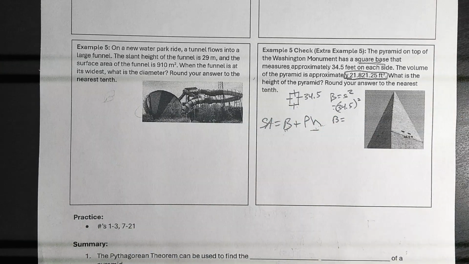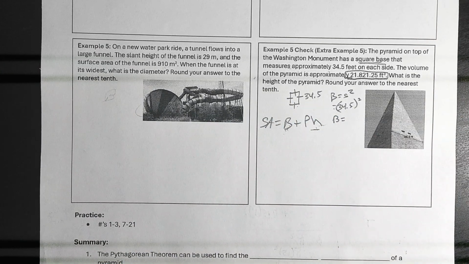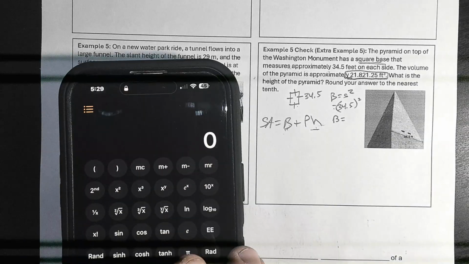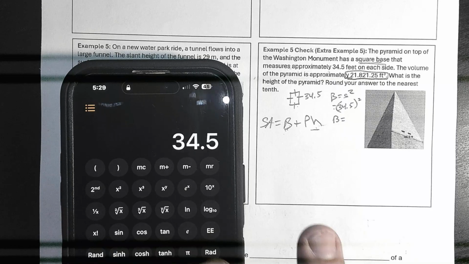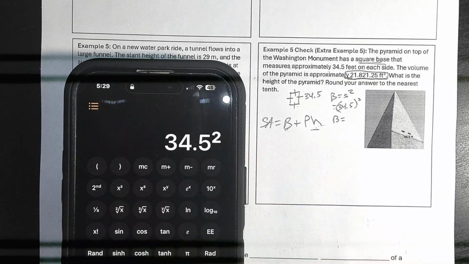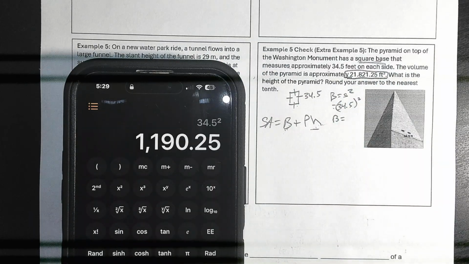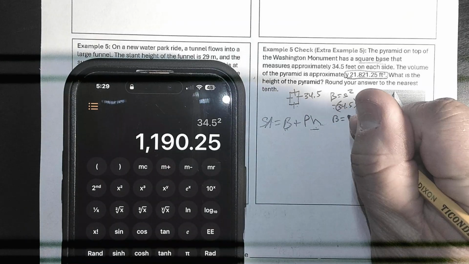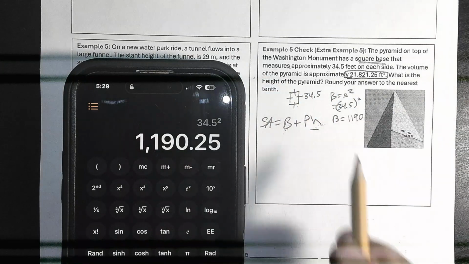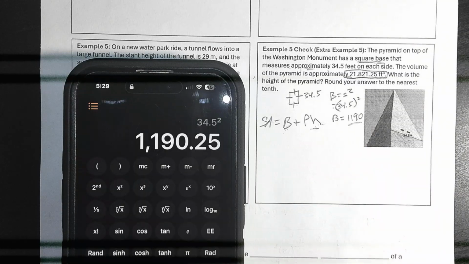means the base area is, hold on, calculator please. All right, so 34.5 squared. So 1190.25. I think I ended up just dropping the end because it was 0.25, so it rounds up. I wrote it down on the board as 0.6, so we're just going to say it's 1190. So it's approximately. That's what we're going to say.